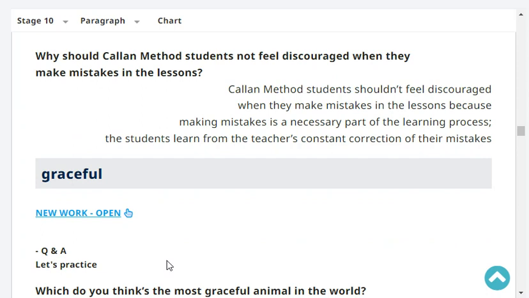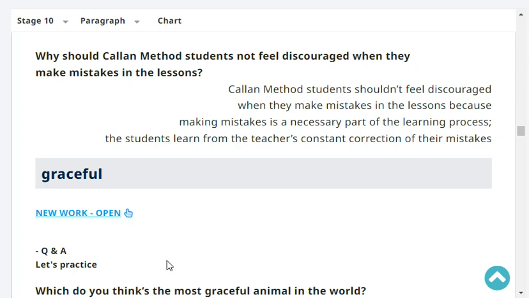Why should Callan Method students not feel discouraged when they make mistakes in the lesson? Callan Method students shouldn't feel discouraged when they make mistakes in the lesson, because making mistakes is a necessary part of the learning process.